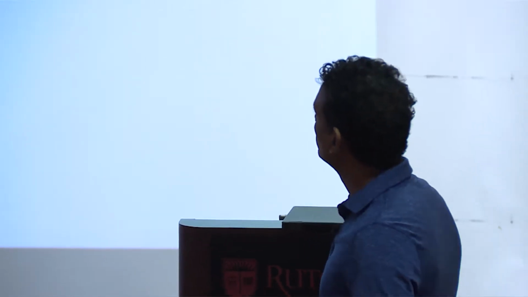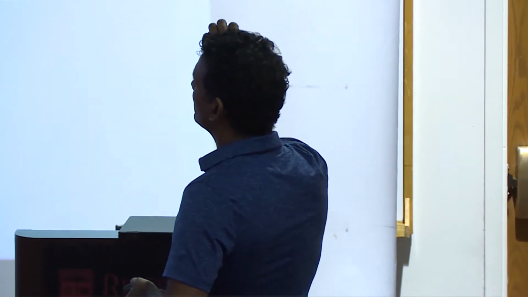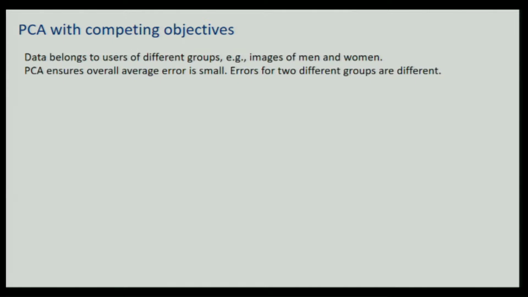Okay. Now, here is the motivating issue. You're doing PCA on this gigantic data set, but the data really belongs to two different groups, right? So maybe images of men and women. And now you're trying to find a representation in which to view these images for whatever purpose. And then the PCA, of course, ensures that the overall error is small, but the errors for the two different groups could be quite different, right?